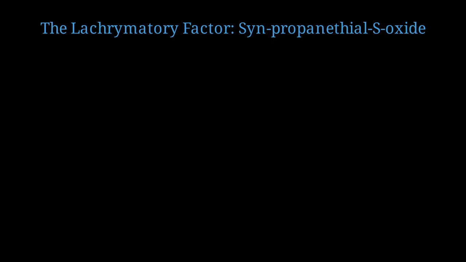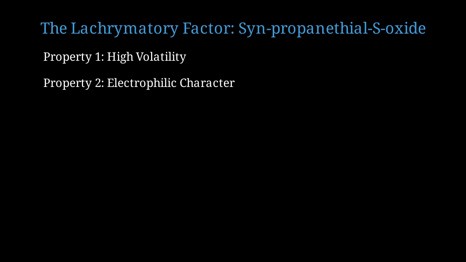Syn-propanethial S-oxide has several key characteristics that make it so effective at inducing tears. First, it's highly volatile. The molecular weight is approximately 90 grams per mole, which makes it light enough to readily evaporate at room temperature. This volatility is crucial for the molecule to reach your eyes. Second, it's electrophilic. The sulfur-oxygen double bond creates a partial positive charge on the sulfur atom, making it reactive with nucleophiles. Third, it's somewhat water-soluble, which allows it to dissolve in the tear film on your eye surface. This is essential for its irritant properties.